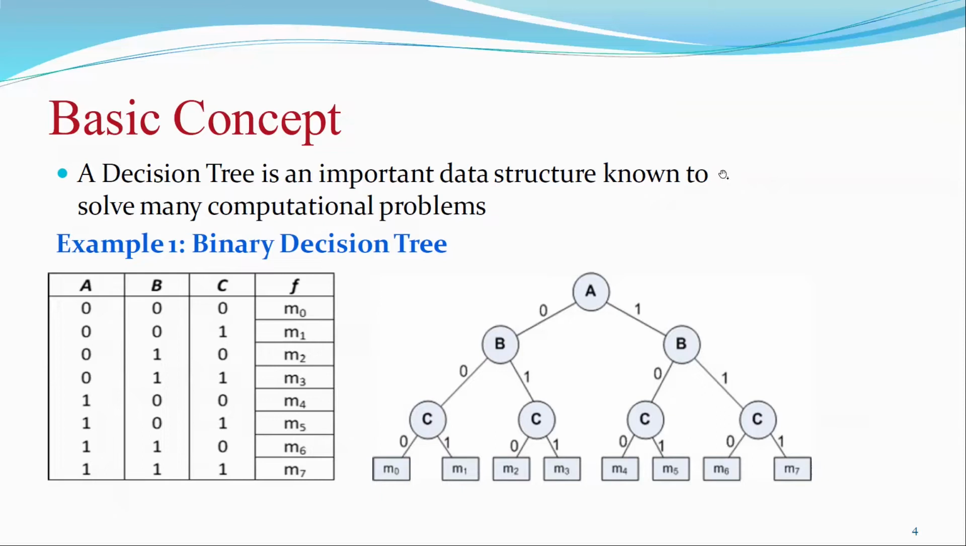Let's have a look at the example mentioned here. We have a data set where the columns labeled A, B, and C are the attributes which take binary values, or zeros and ones, basically. A column labeled F, at the top extreme right, represents the class. And we have a decision tree associated with the given data set. Now let's see how this tree works.